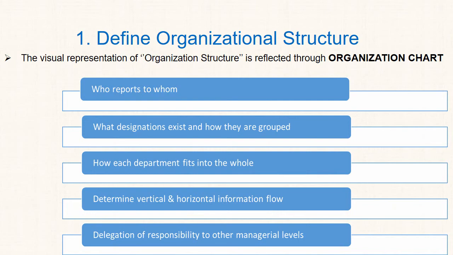The organizations place it on their website so the reader can have a better idea of the organization's formal authority, departmentalization, and degree of coordination. Furthermore, the organization chart indicates who reports to whom, how each department fits into the whole system, what job titles exist and how they are grouped, delegation of responsibility, and in the end, information flow, either vertical or horizontal.